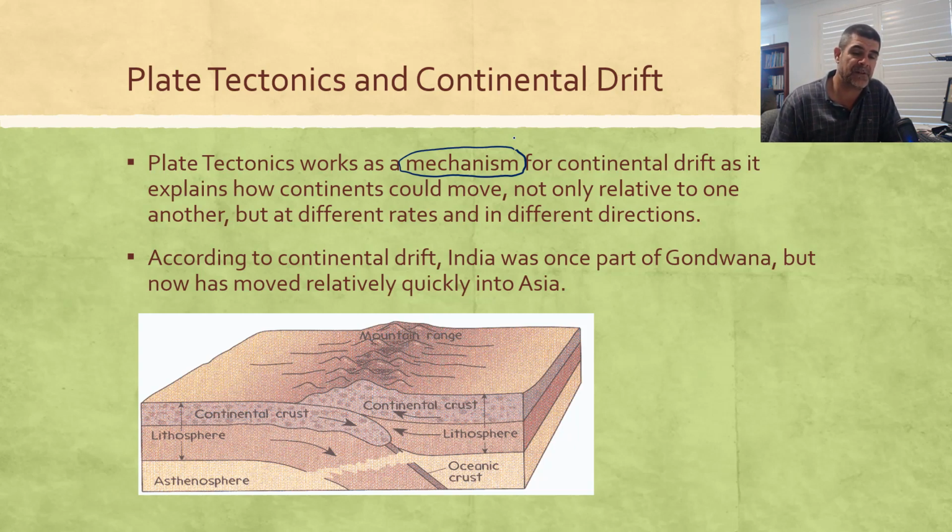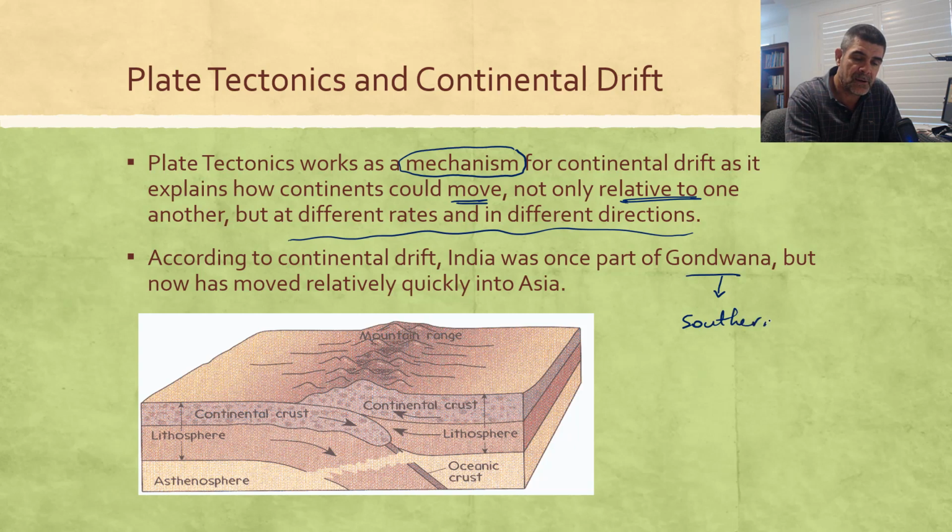As I've mentioned in a previous video, the most important thing is the continents can move not just relative to one another, but at different rates and in different directions. And that's the most important thing that you need to remember about this, because some of the geological formations that we've attributed to plate tectonics are a consequence of this differential rate of motion for the different plates. One interesting example is India, which was once part of Gondwana, and you remember Gondwana was the southern supercontinent.